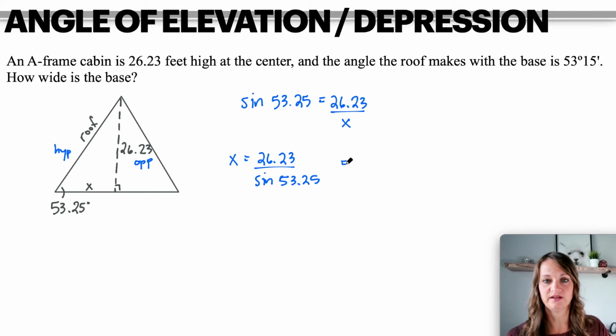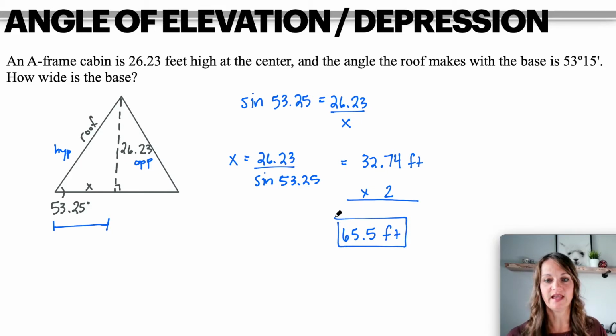So in your calculator, you will get 32.74 feet. Now, that is not your answer. That is only half of the base, from there to there. So you will need to double it, and you will get 65.5 feet as the base of the A-frame cabin.